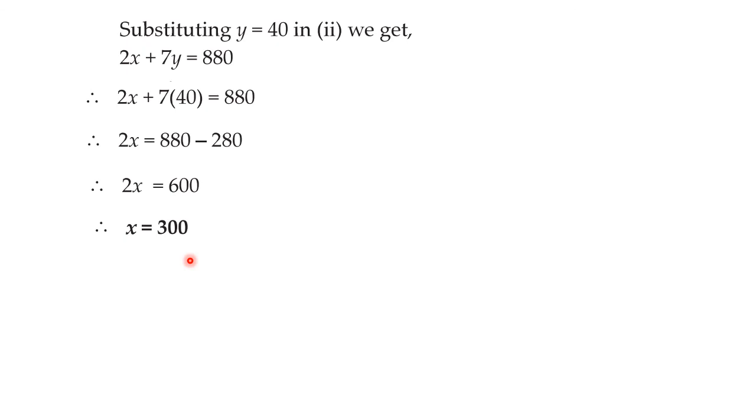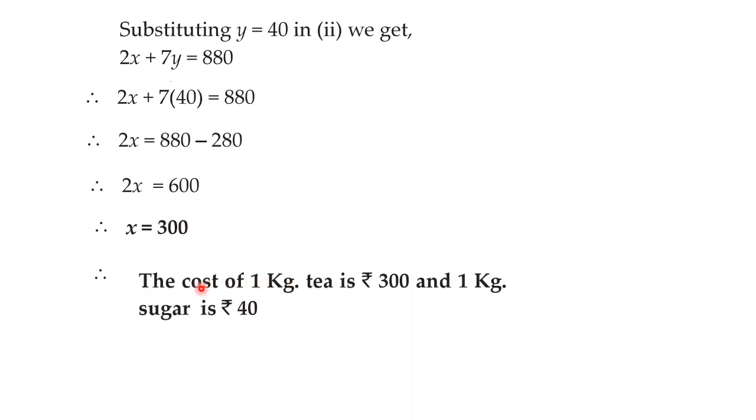But this is a word problem and you know that we need to write down the final answer as a statement. So you have to write that therefore the cost of 1 kg tea is rupees 300 and 1 kg sugar is rupees 40. Or you can write for sugar first and then for tea as they have asked in the question. It doesn't matter, but the final statement should be present. I hope all of you have understood this question. I took this because it was a little bit different.